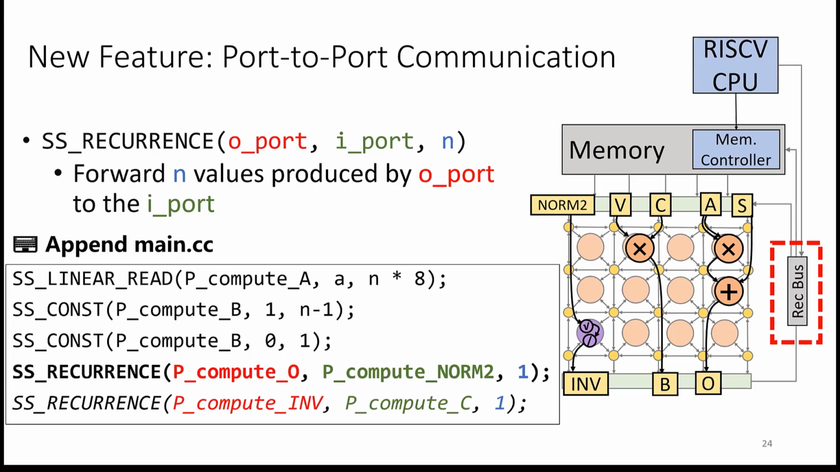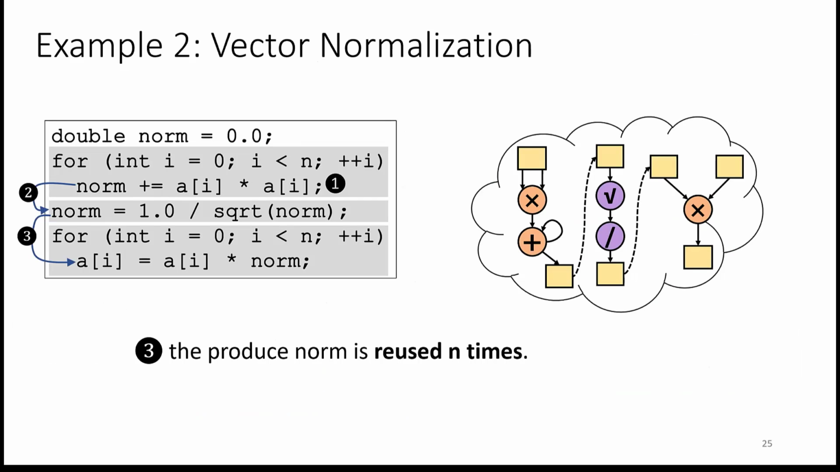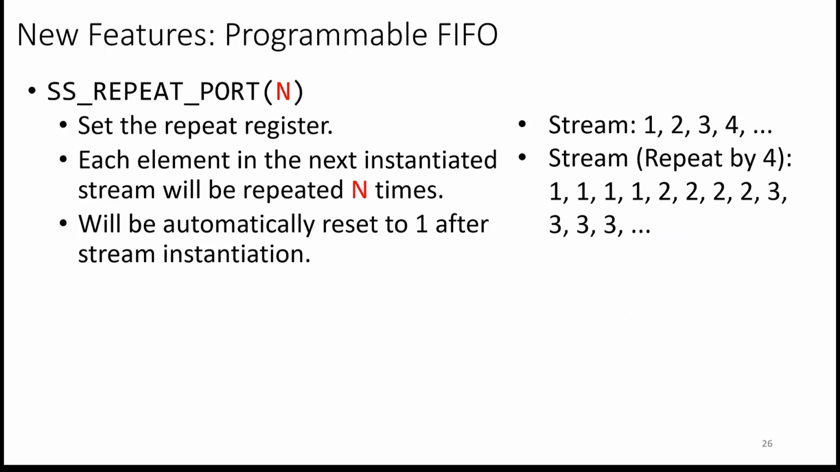We can do it for the first code region to the second code region, but for the second code region to the third code region, it's not. We cannot do this because, as we aforementioned, we make a very strong assumption that every port should have perfectly the same number of data forward fed to it. But in this case, we only have one element fed to the coefficient port of the third code region. So what happens here is we introduce another SS repeat port intrinsic.